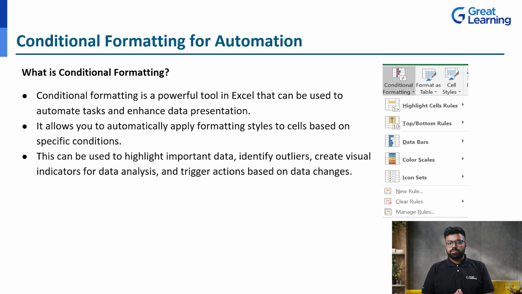Conditional formatting for automation. Now let's look at what conditional formatting exactly is and how we can use that to automate our tasks in our data set, right? So let's get started. What is conditional formatting, if you may ask? Conditional formatting is a powerful tool in Excel that can be used to automate tasks and enhance the data presentation, right? So here I have the basic view of how it looks. You can have different elements, you can set different conditions, and then you can get the results out of it, be it in terms of visual representations or in terms of some segregations that it would have, right?